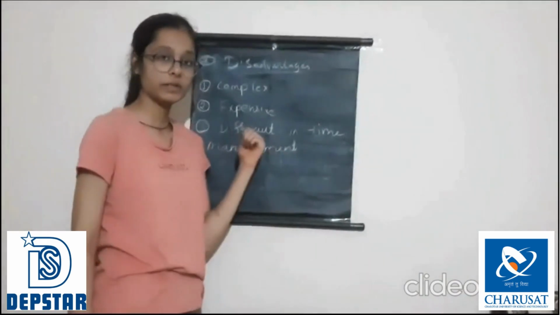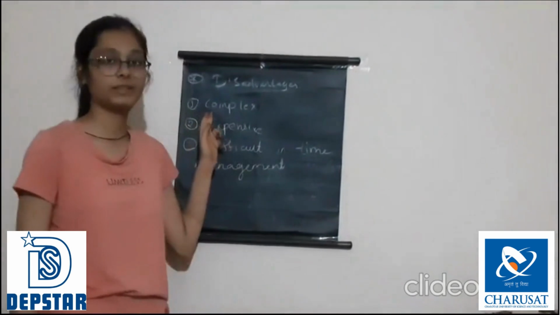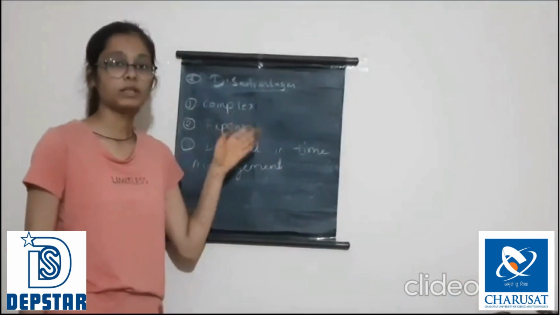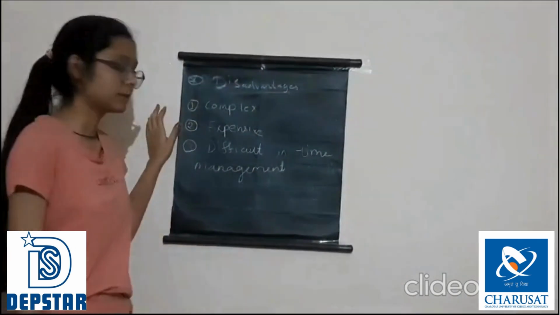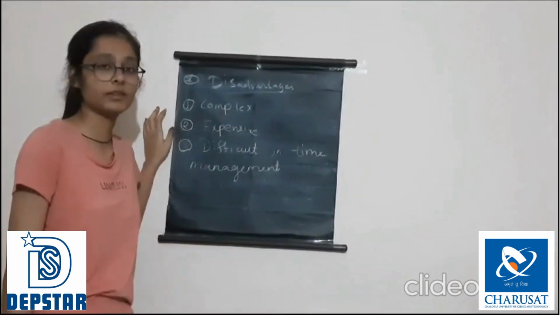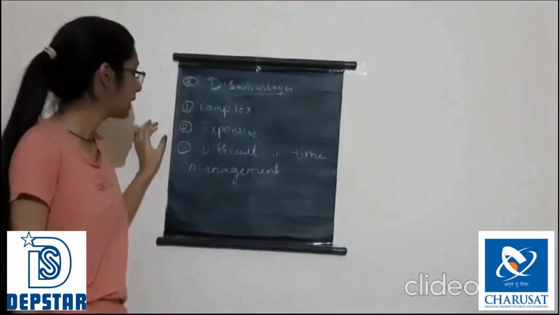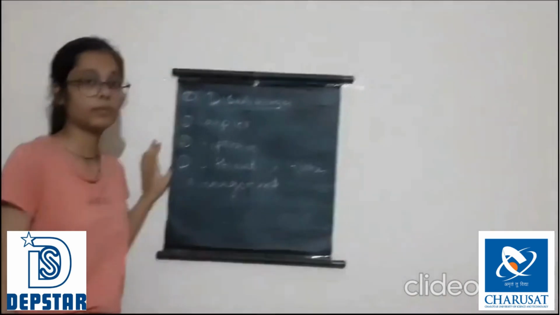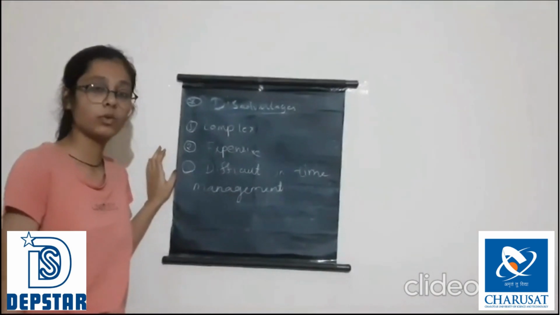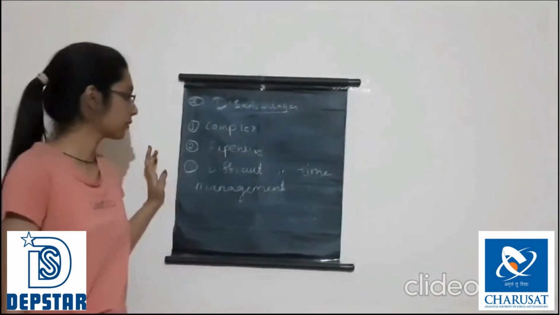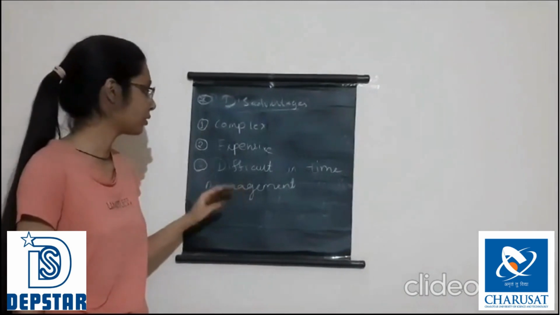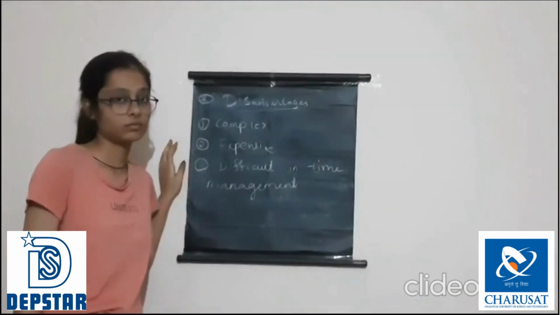Here are the disadvantages of spiral model. First, complex. It is complex compared to other SDLC models. Second, expensive. It is very expensive as it is not suitable for small projects. Third, difficult time management. Since the number of phases is not known to us, we usually cannot manage the time.